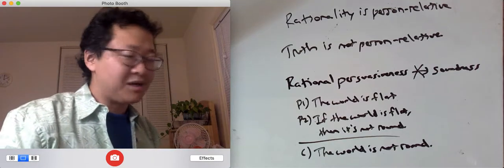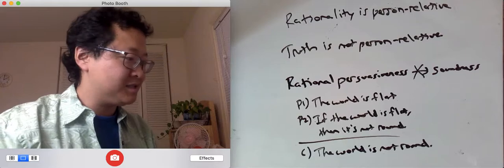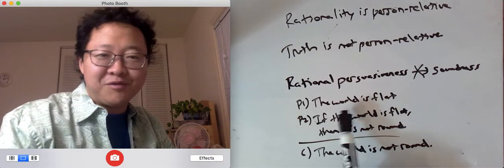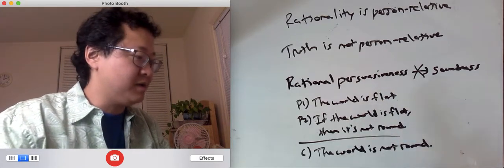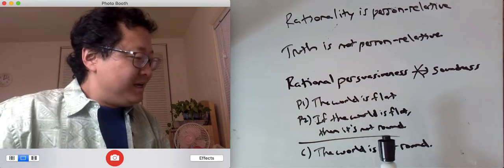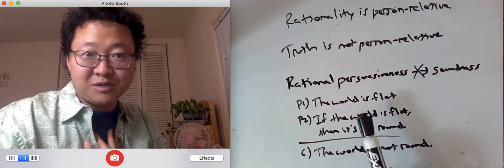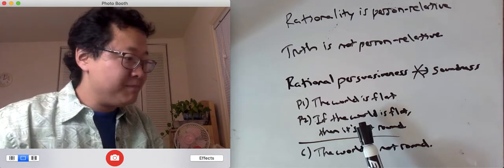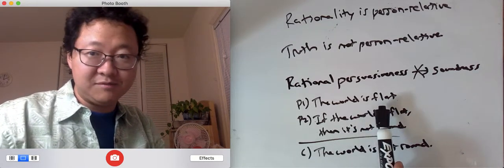Okay, now this argument will not be rationally persuasive for us because it won't be reasonable for us to believe premise 1, because we all have a lot of evidence that the world is round. So for us, it's not rationally persuasive, and as a matter of fact, it's also just not sound because premise 1 is false.